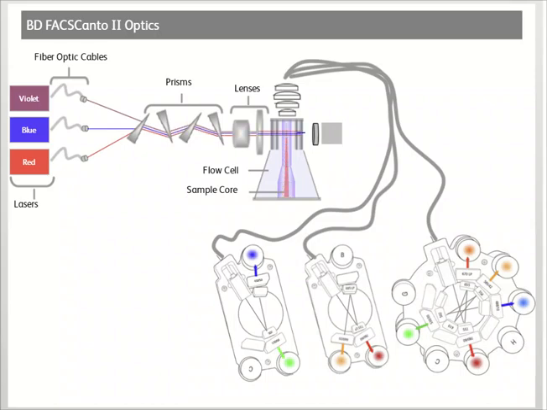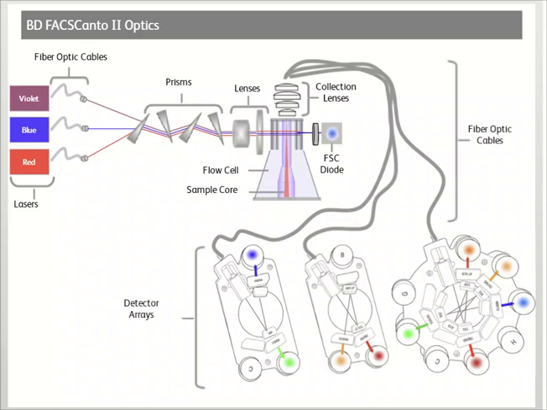Collection components include the forward scatter diode, collection lenses, fiber optic cables, and detector arrays. As cells or particles pass through each laser beam, the resulting fluorescent and scattered light signals are routed to laser-specific arrays of detectors.